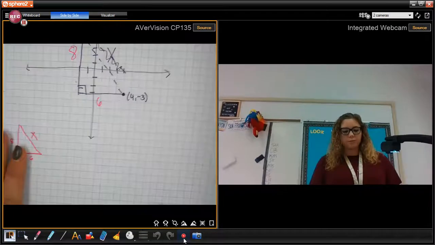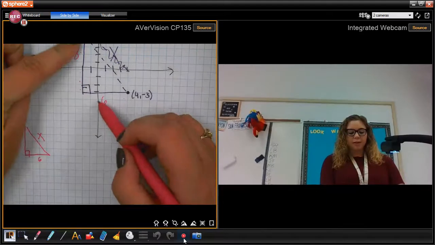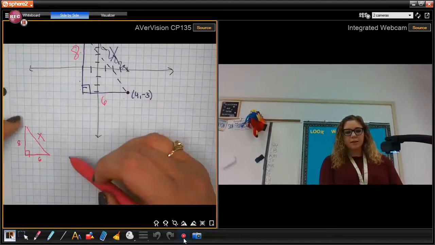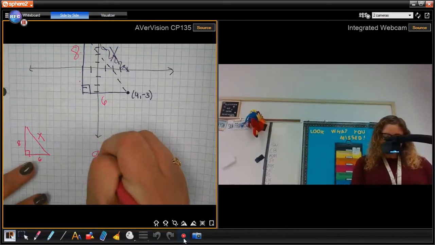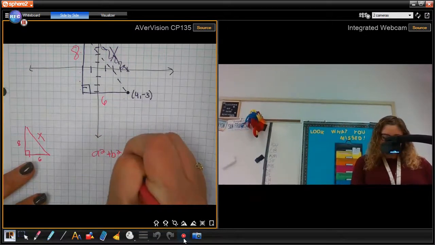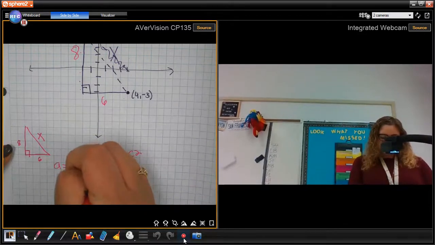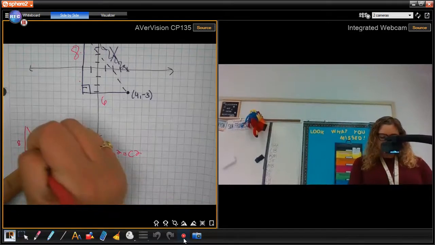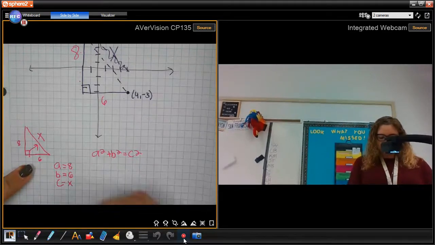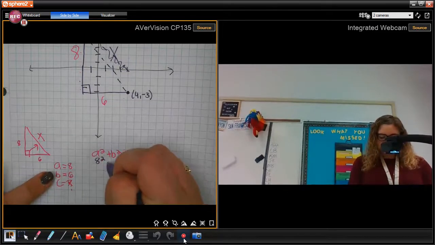So you're going to first plot the points, create a right triangle, count how many blocks the height and the length is, okay, and then rewrite your triangle, and you're going to use the Pythagorean theorem. Okay. So A is 8, B is 6, your C is going to be X, or question mark. Doesn't matter. So I'm going to plug in my values.